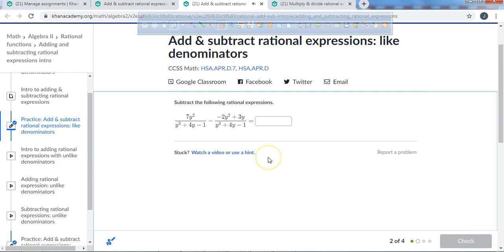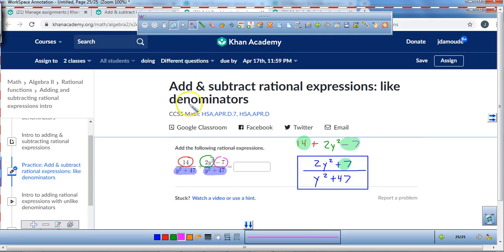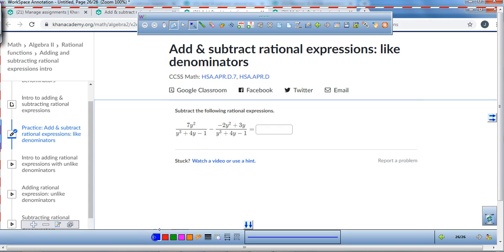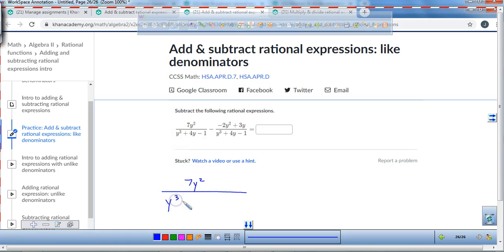Alright, this one's going to be a little bit trickier because we have what's called a minus right here. We have to subtract something. So I'm going to do this one a little bit slower. This is where students will make a mistake because of the subtraction. So here we go. Let's start by writing down 7y squared, we have a y cubed, we have plus 4y minus 1. And then you see there's a subtraction sign. We're going to subtract everything that is up there in the numerator.